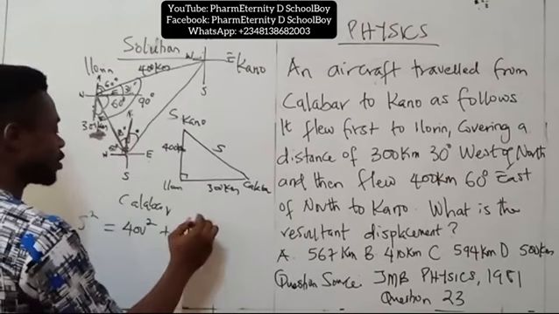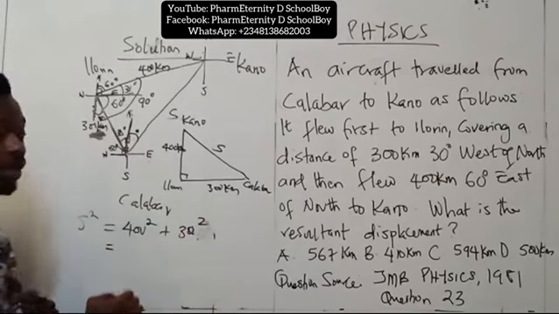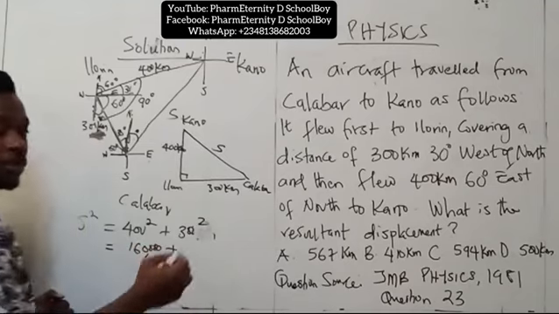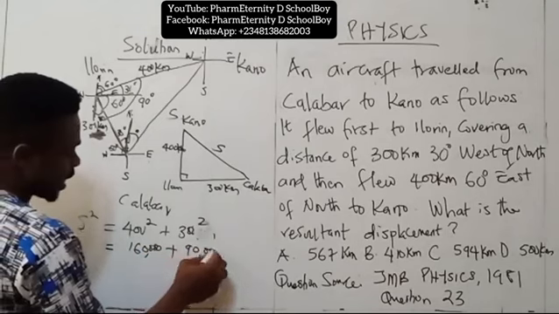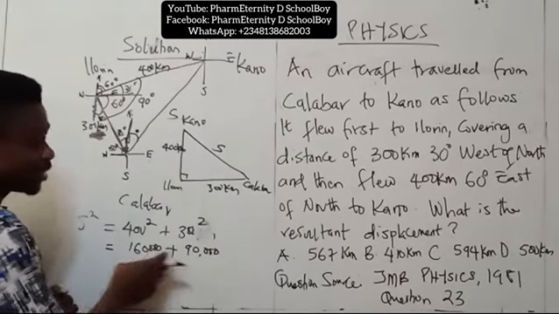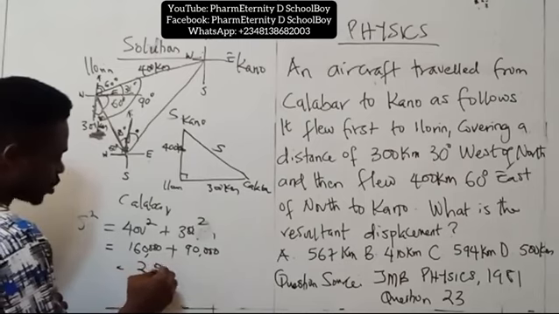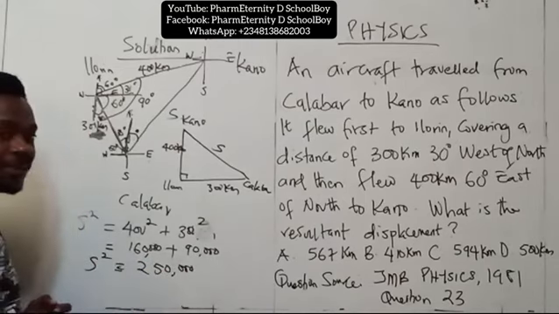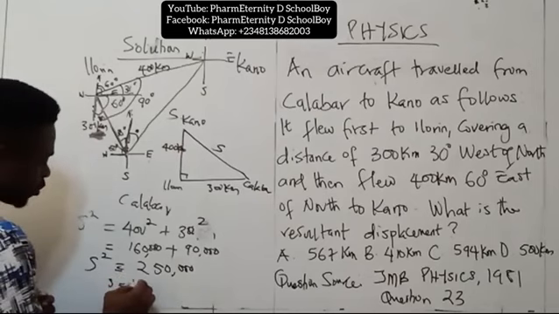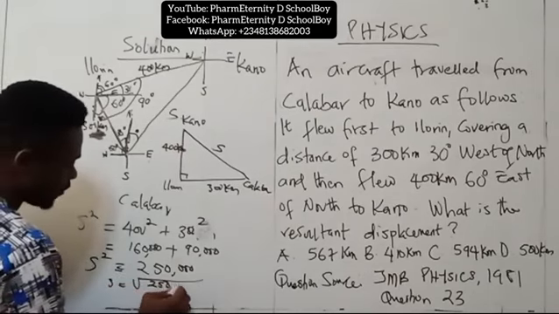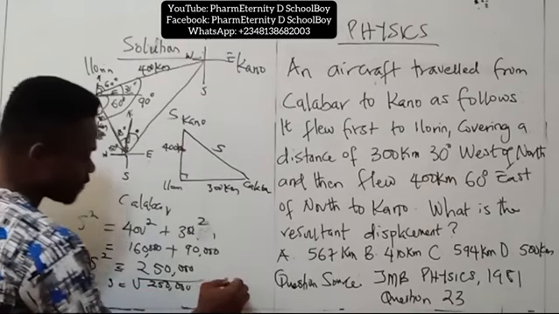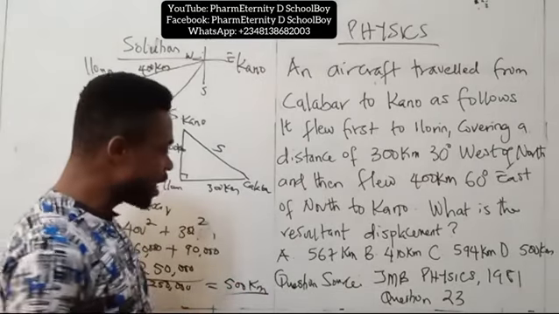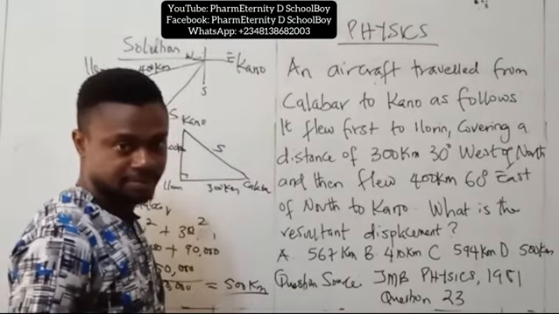400 squared is 160,000, while 300 squared is 90,000. If you add 160,000 to 90,000, we have 250,000. That means S squared is 250,000, so S is equal to the square root of 250,000, which is 500. So this is 500 kilometers. The resultant displacement is 500 kilometers.